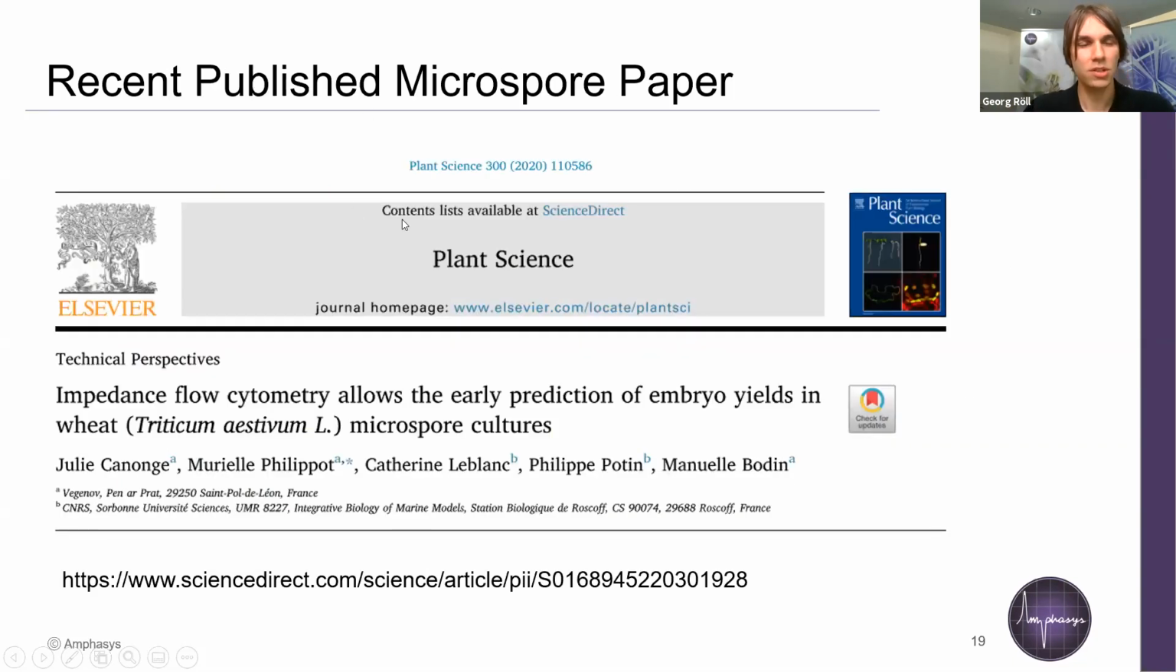And I just want to mention this recently published paper. It's a great paper. They were using our technology to allow the early prediction of embryo yield in DH protocols. And the big advantage is they were also showing that they could use the technology in the microspore culture. They basically diluted the microspore culture with our measurement buffer, and then they could measure and basically predict the embryo yields. It's a really good paper. I can recommend it to you if you're interested. You will find the link below.